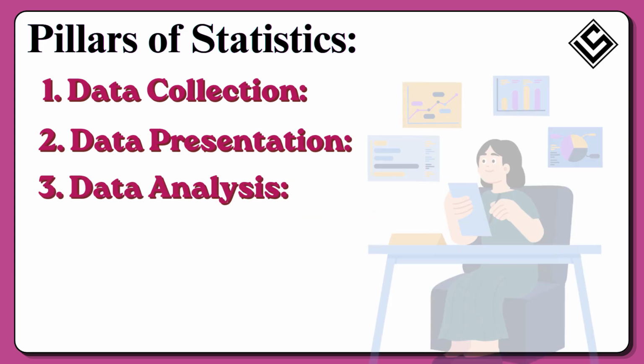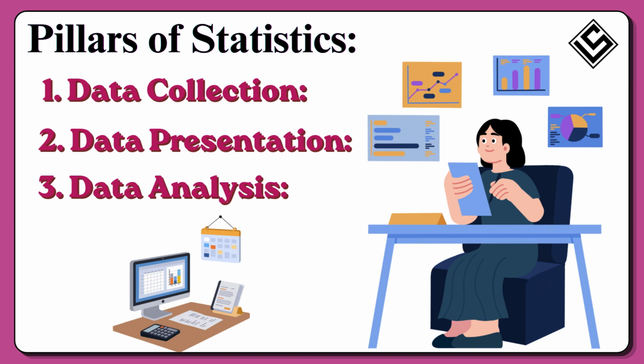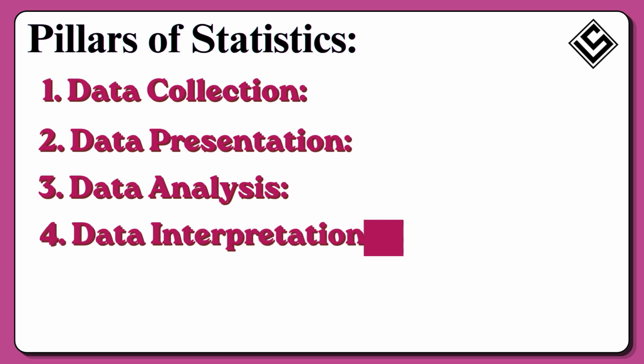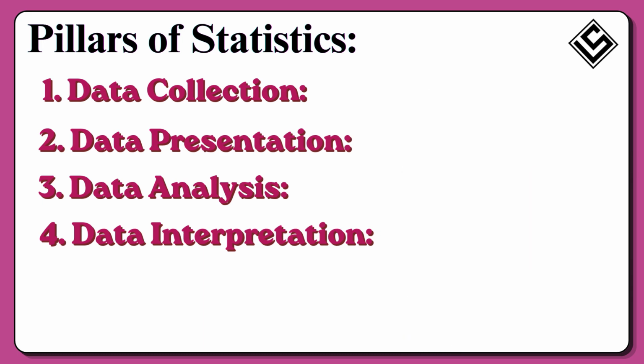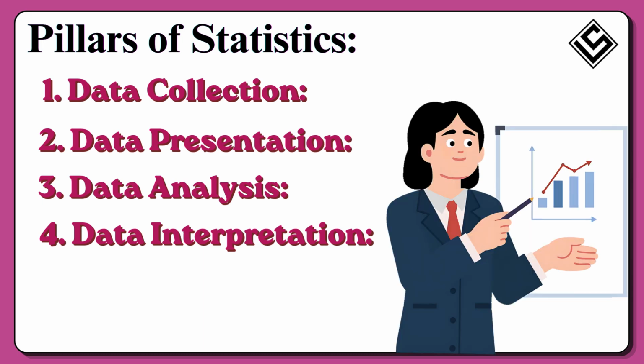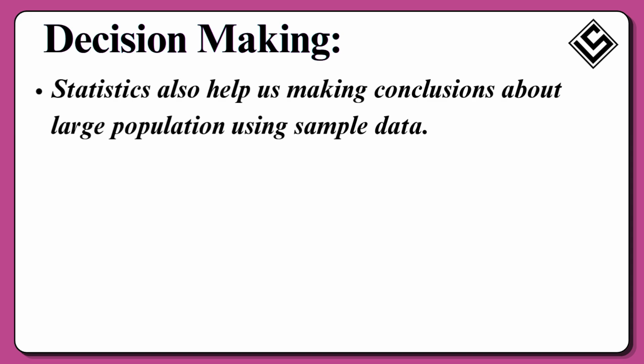3. Analysis of data. The next step is analysis. Here, we calculate measures such as the mean, median, and mode to identify patterns and trends in the data. 4. Interpretation of data. Finally, we interpret the results and draw conclusions. For example, after analyzing the students' marks, we may conclude whether the overall class performance is excellent, average, or needs improvement.